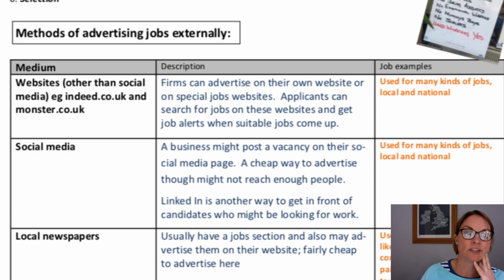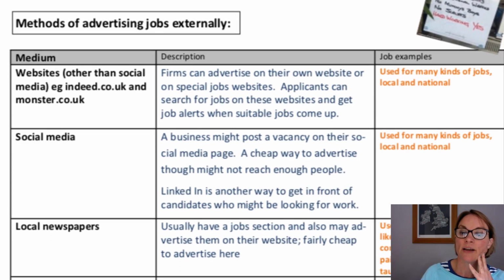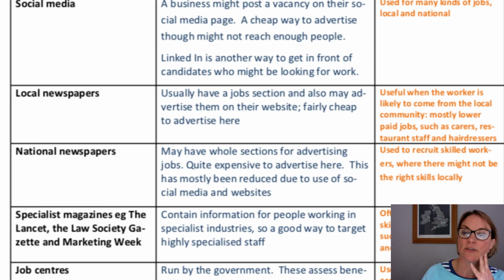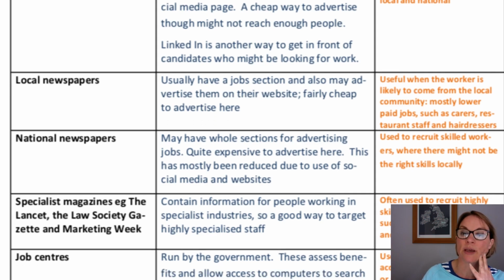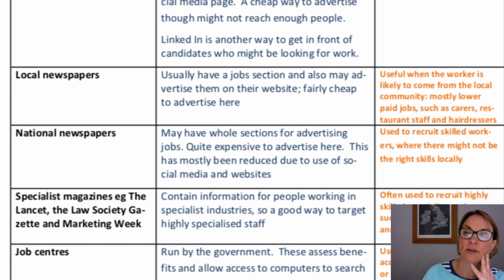Now, methods of advertising the jobs externally might be on websites, as I already said. It might be that you're advertising on social media. It might be that you're advertising in local newspapers or national newspapers. Again, it all depends on the job. It depends on how many people. If you're looking for someone very specialised, you're unlikely to put it in the local paper. You're more likely to put it into some kind of specialist magazine. Say you're looking for some kind of specialist doctor, then you'd want it in some kind of medical journal.